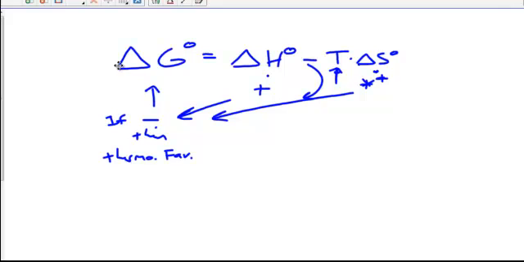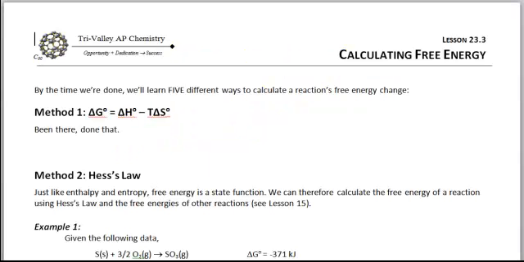In this new video, we're going to learn a couple new ways to find ΔG. I think you'll find them pretty familiar looking, and it should go pretty quick. So we'll go ahead and get started. By the time we're all done, we're going to learn 5 different ways to find a reaction's free energy change. The first one is the equation we were just talking about, ΔG equals ΔH minus TΔS. We've been there, done that, so we'll check that off our list.